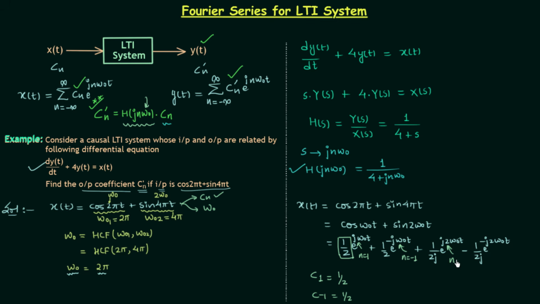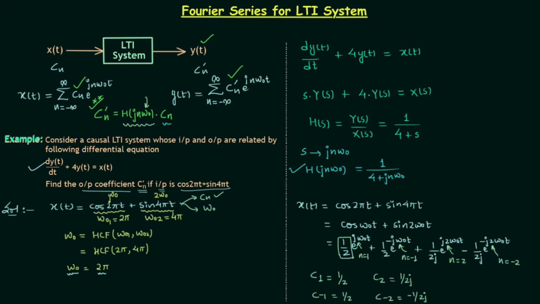Here n is equal to 2. So the coefficient c2 is equal to 1 over 2j. In this case, n is equal to minus 2. So coefficient c minus 2 is equal to minus 1 over 2j. And apart from these 4 coefficients, all the coefficients are equal to 0. So we have the coefficients, we have the frequency response.